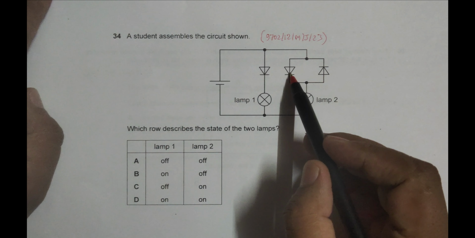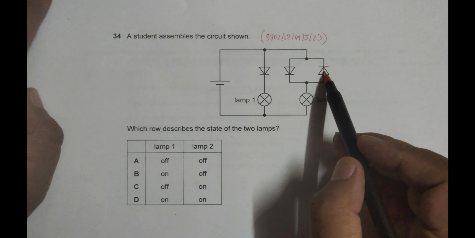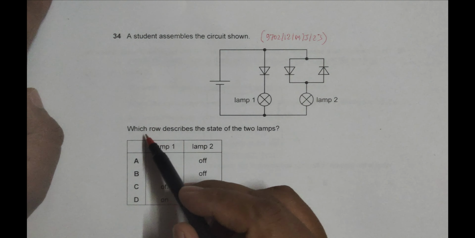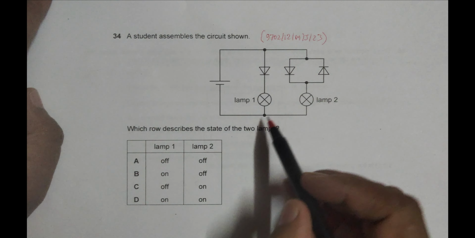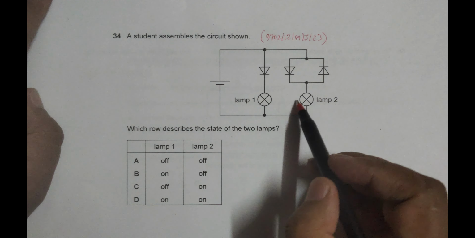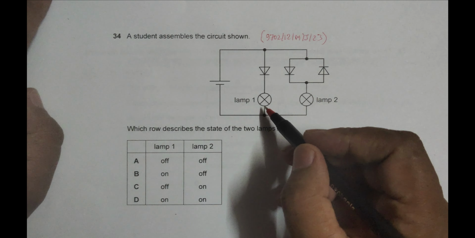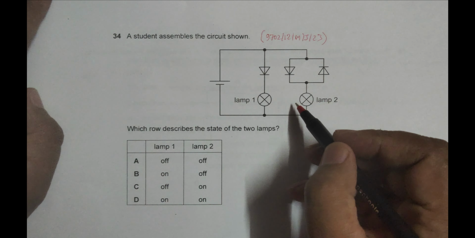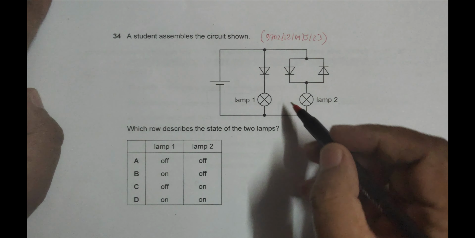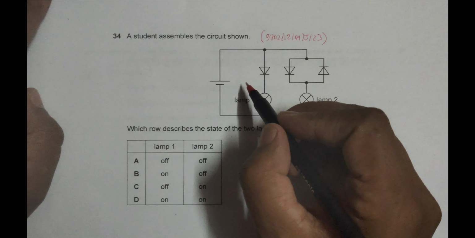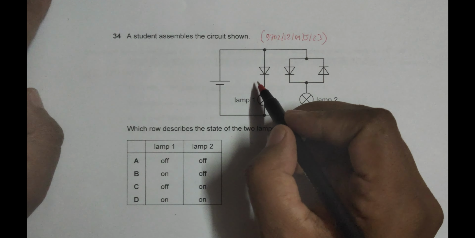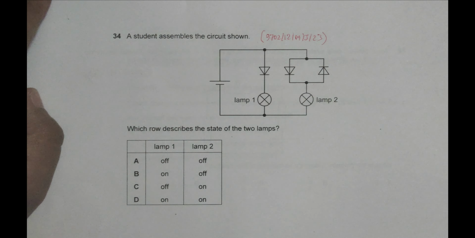So we have two diodes in the same direction here, and this is a different direction, with two lamps here. Which row describes the state of the two lamps? The lamps will glow if a current flows through them, but they will not glow if current does not flow through them. So the main device here which acts as the determining factor is the diode.